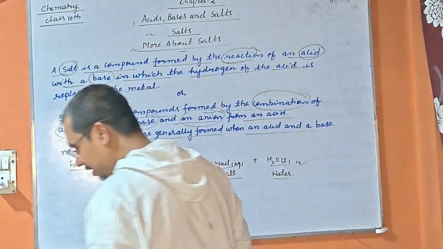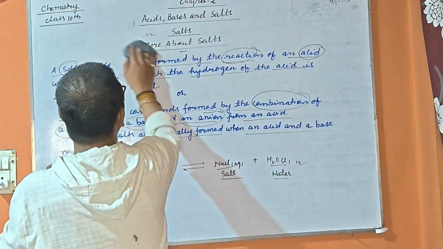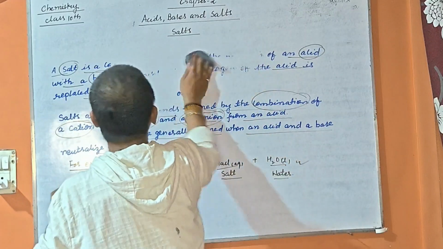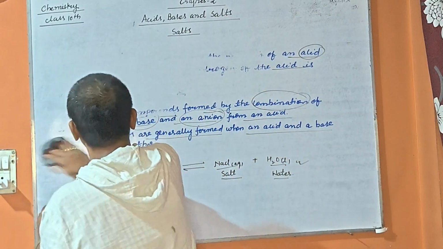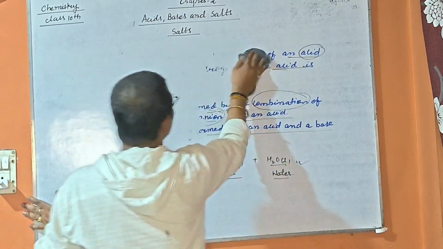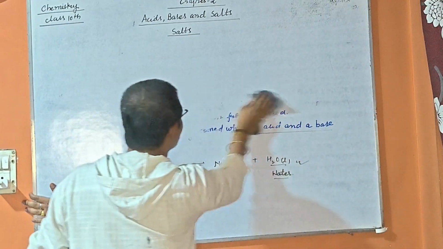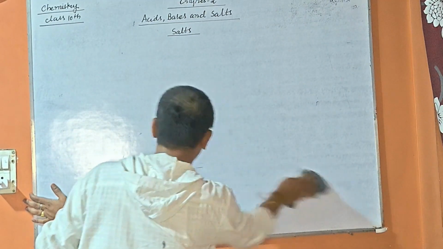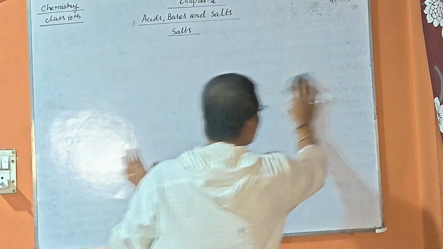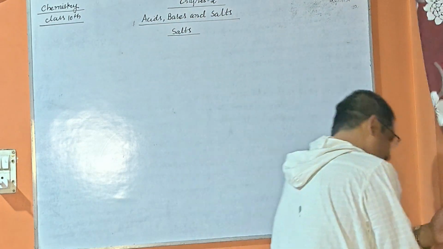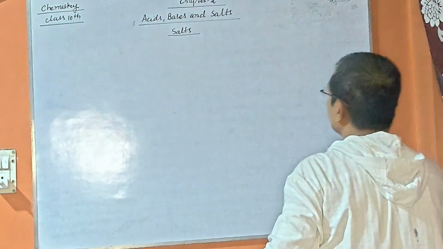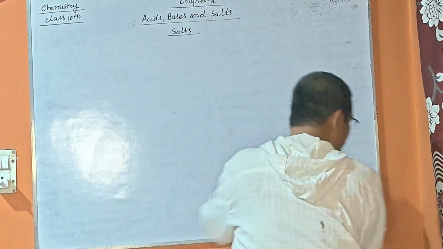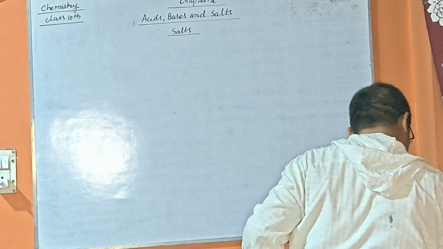Let us understand the naming of salt. How can we identify that this is a salt? How can we judge the name of the salt? Let us understand these things in a clear manner. How can we name the salt in a simple method?